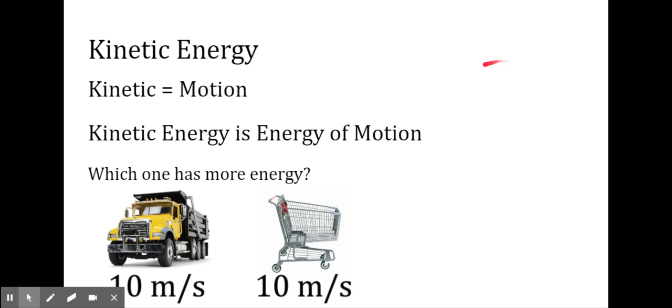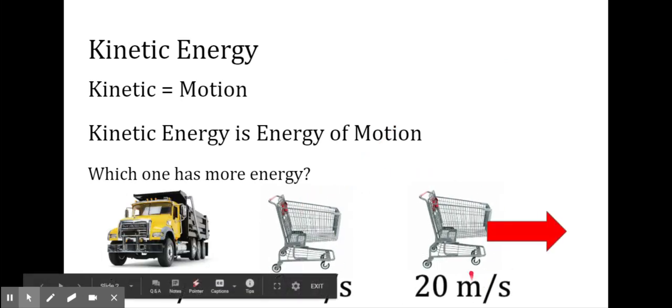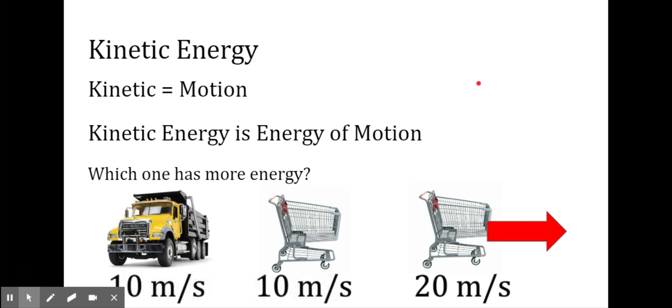But what about this situation? We have a shopping cart going 10 meters per second, or we have another shopping cart going 20 meters per second. So which one of those do you think would have more energy? The shopping cart going 10 or the shopping cart going 20? So most people probably said the 20 meter per second shopping cart, and they would be right. But let's talk about how we can figure that out with math.